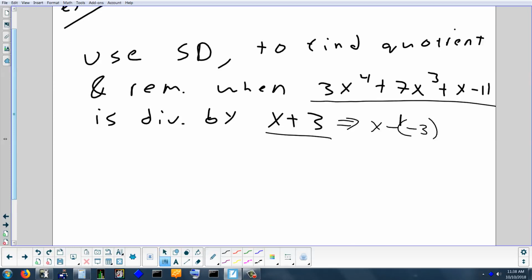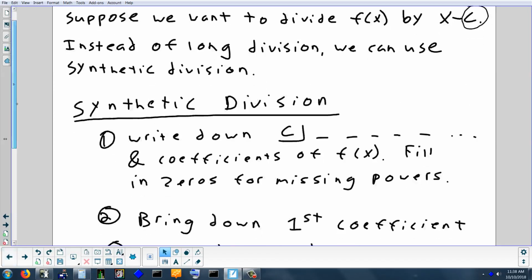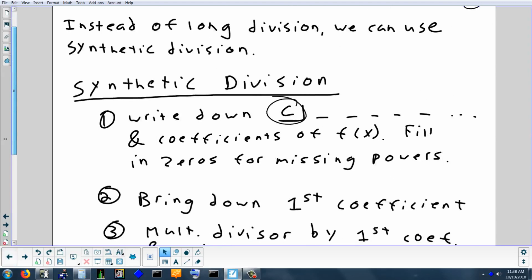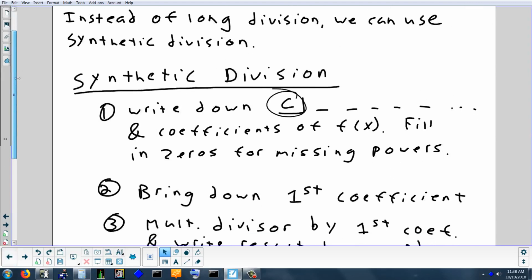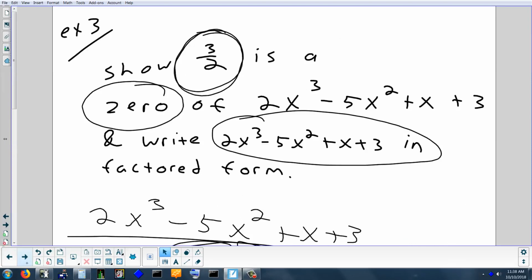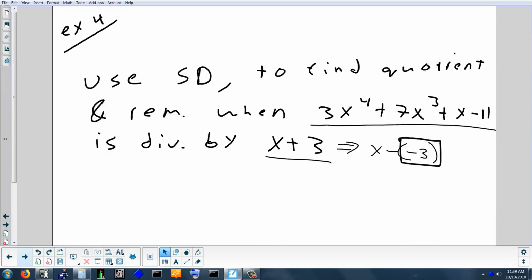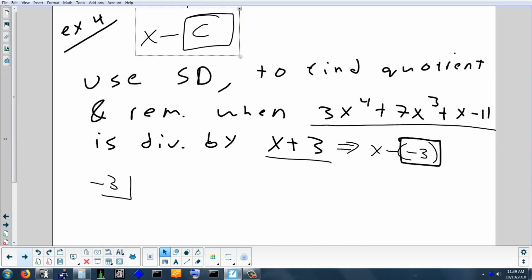So what I just put a box around, that's what comes after the minus sign, -3. In this problem, that's my C. It's the number after the minus sign, so that's what you put on the outside. Always put down the number after the minus sign. Whatever's right there, it's what's after the minus sign.